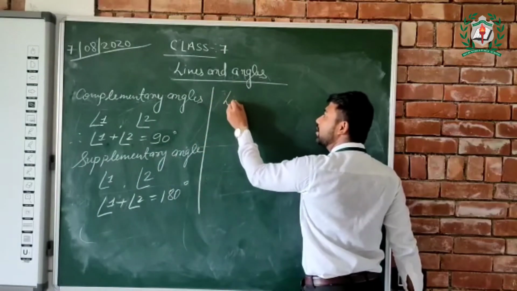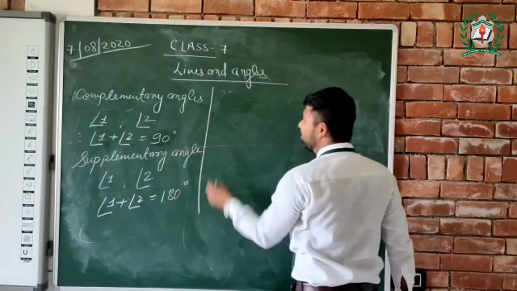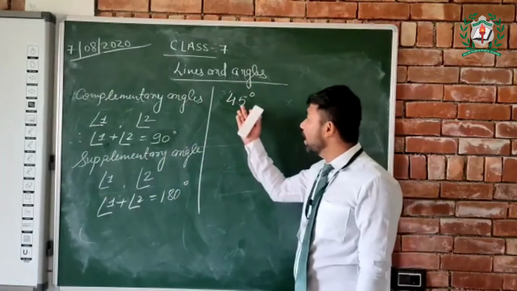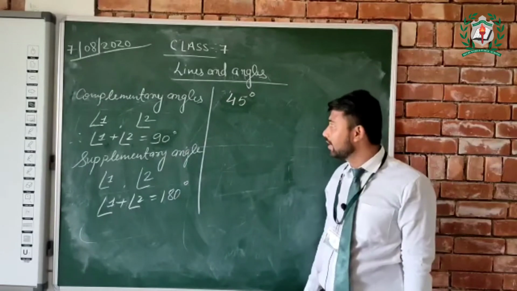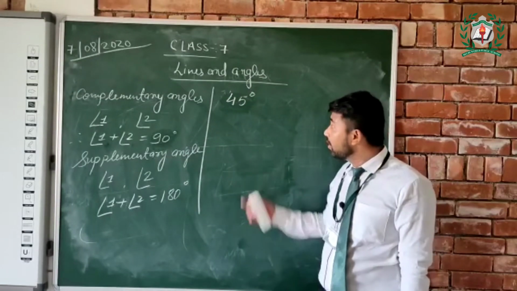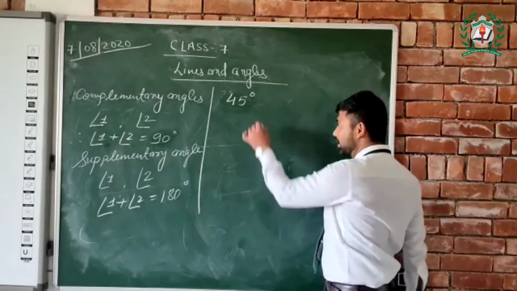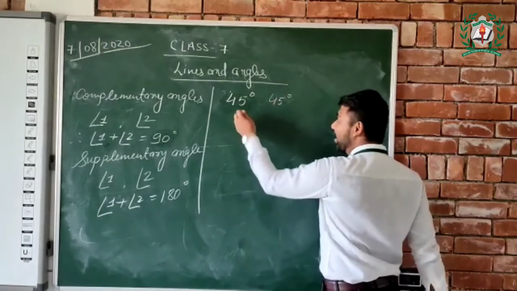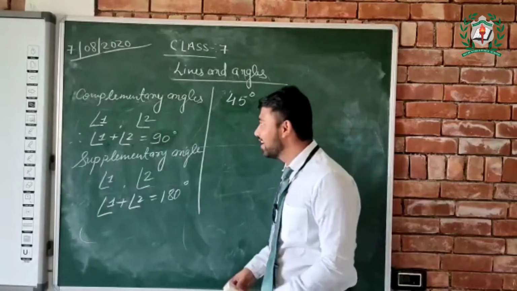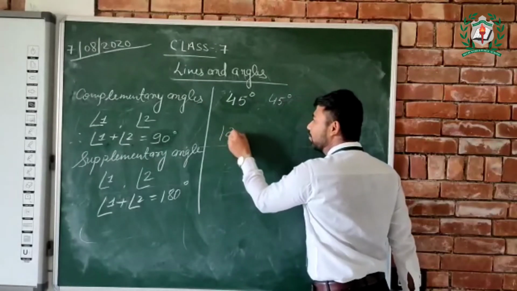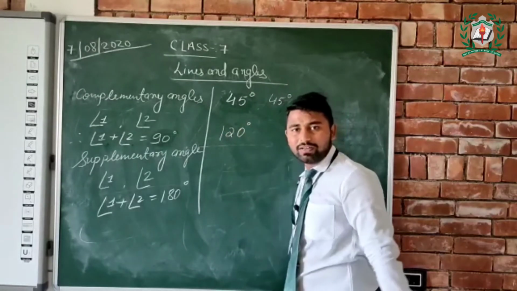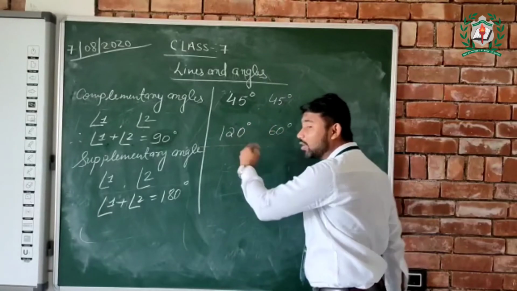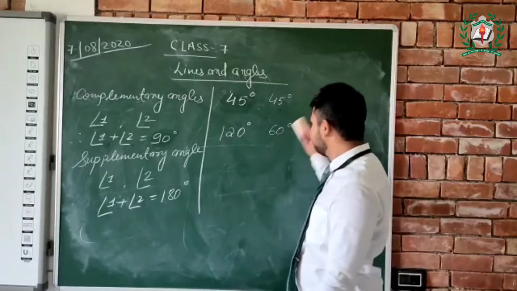Next one is linear pair. For example, what is the complementary angle of 45 degrees? Yes, very good. 45 is the complementary angle of 45, because if you add both angles, you get 90. If you have 120, what is the supplementary angle of 120? 60, because if you add 60 to 120, you get 180.